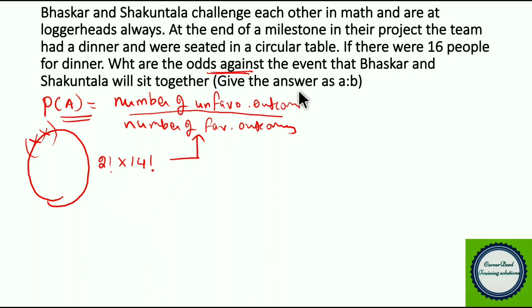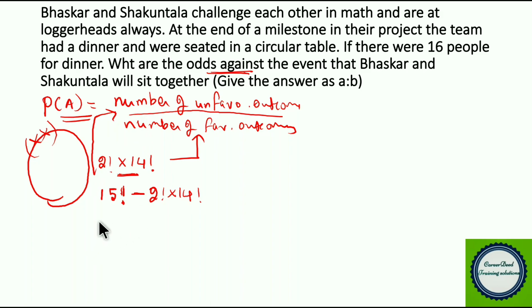Now totally the 16 people can be arranged in the circular table in 15 factorial ways, right? If it is a linear arrangement, you can write it as 16 factorial, but when it comes to a circular arrangement, it is only 15 factorial, because it is n minus 1 factorial. So in 15 factorial ways, everyone can be seated. Out of that, in how many ways will Sakuntala and Bhaskar not sit together? Now we found the number of ways they sit together as 2 factorial into 14 factorial. Subtract 2 factorial into 14 factorial from 15 factorial, so that you get the number of ways they will not sit together, that is the number of unfavorable outcomes.